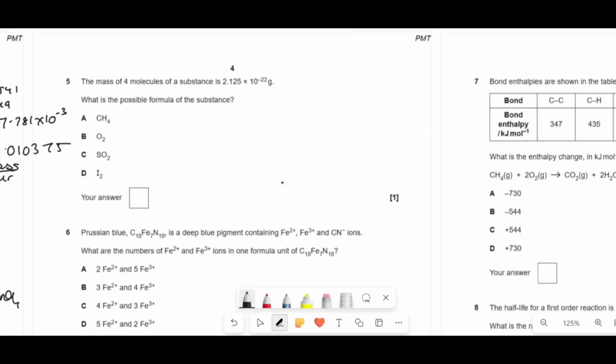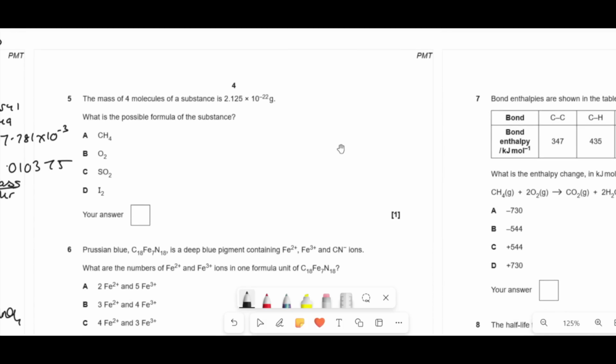Next. So now it says the mass of 4 molecules of this substance is 2.125 times 10 to the minus 22 grams. So what's the possible formula of that? All of the masses in a periodic table are the mass of Avogadro's number of that molecule. For example, if you look at carbon, its mass is 12, and the masses in the periodic table are all in grams per mole, meaning 1 mole of this weighs that many grams. So if I look at sodium, that's 23 as its mass. That means 23 grams is how much it weighs if I had 1 whole mole of those, which is Avogadro's constant, which is 6.02 times 10 to the 23.